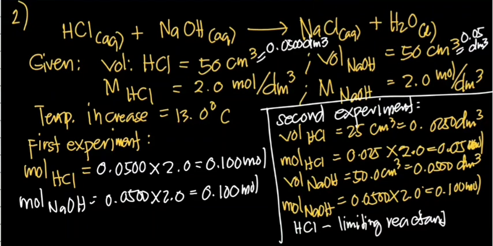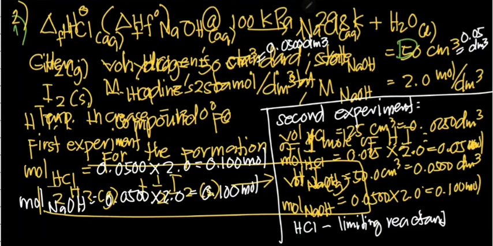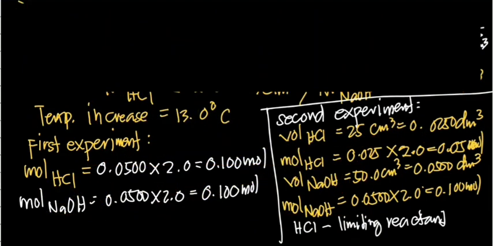Okay, then now let's compare the heat released. Okay, we've already calculated the number of moles in the second experiment, and we found out that they don't have equal number of moles for hydrochloric acid and sodium hydroxide. And hydrochloric acid here is the limiting reactant, since it has only 0.05 mole that neutralizes the reaction. So let's compare the heat released here.